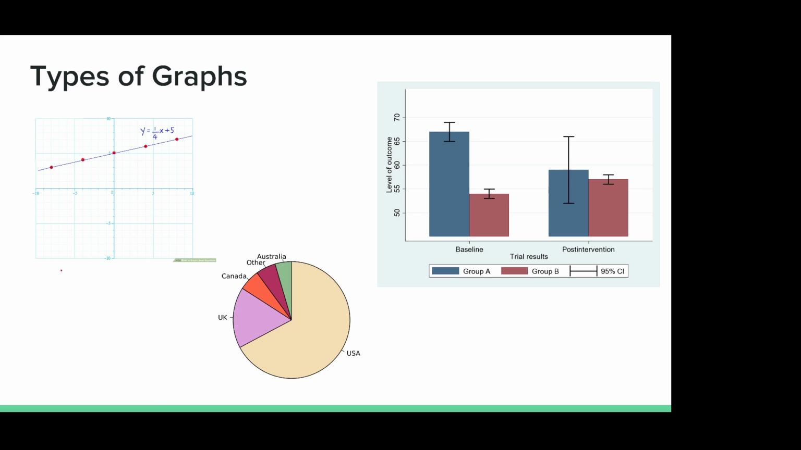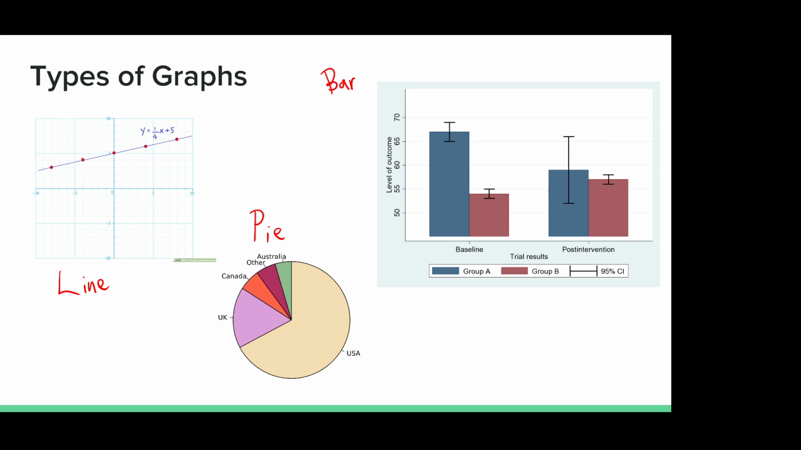On the left-hand side, we have a line graph. In the middle, we have a pie chart. And then on the right-hand side, we have a bar graph. Bar. Oh, I'm going to have to rewrite that. Sorry about that. Bar.